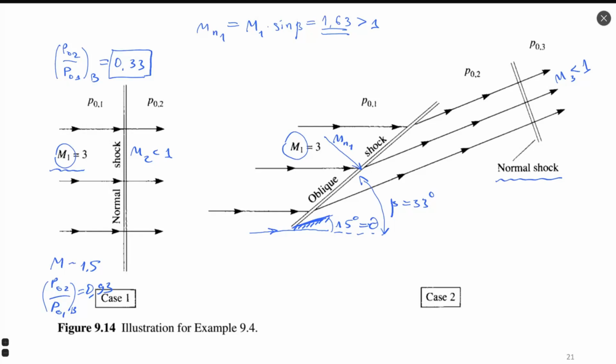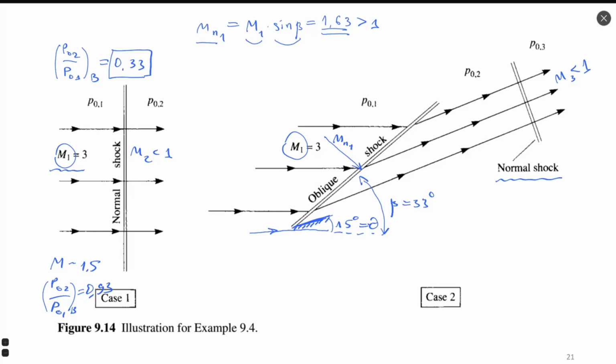If Mn1 were subsonic, meaning the product of the sine of some angle and the initial Mach number gives less than 1, then something is wrong inside the definition of beta. So beta should always have a big enough value to make the product of M1 and sine beta more than 1. This is our first checkpoint. It should be supersonic.